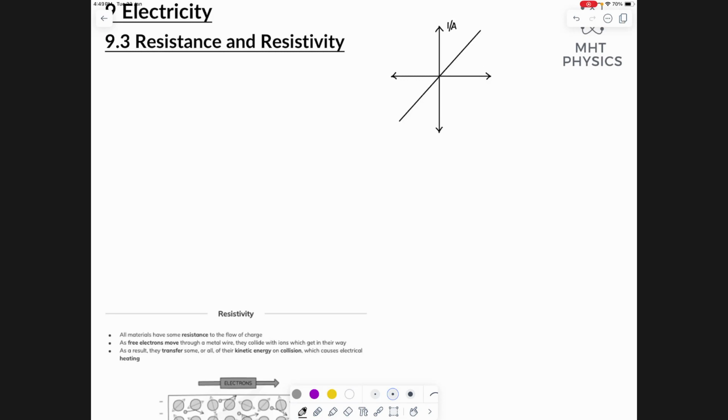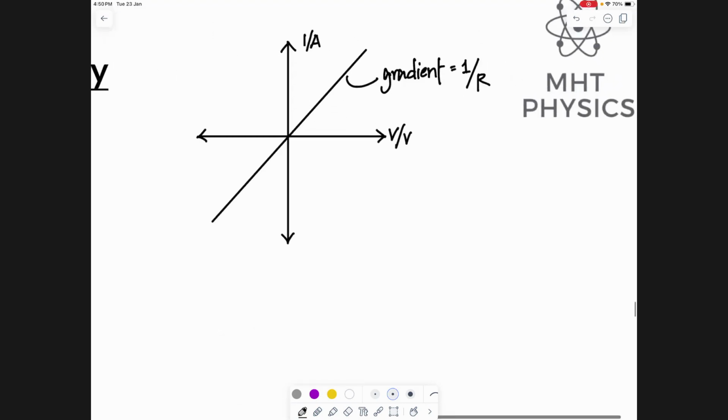So what does the gradient of this graph give us again? The gradient of this graph gives us 1 by R, right? So এখান থেকে আমরা R টা বের করি, but the original story behind this is not that. actually কি হয়েছিল? So actually যেটা হয়েছিল, they found like Ohm's law, right?